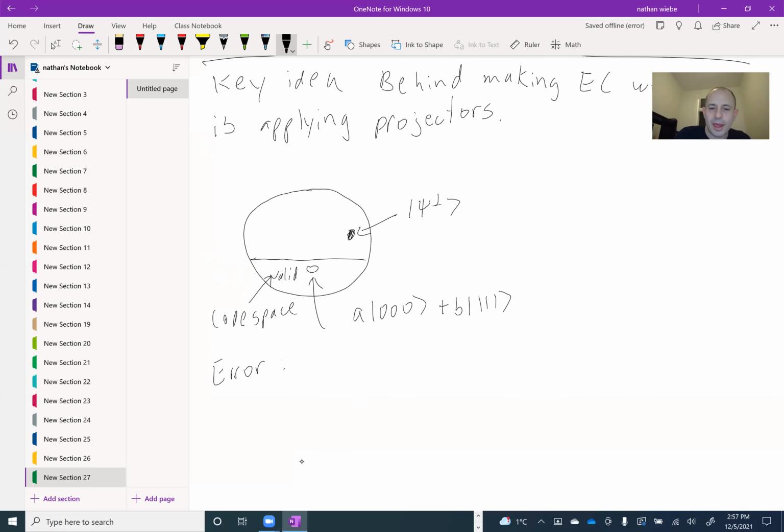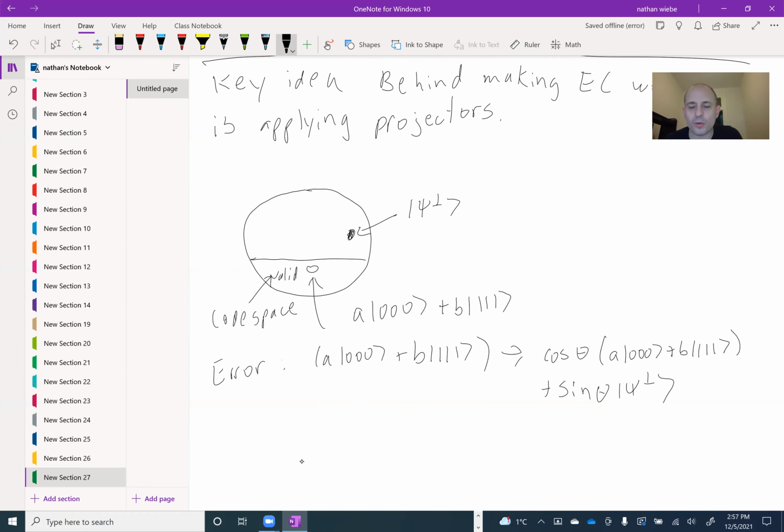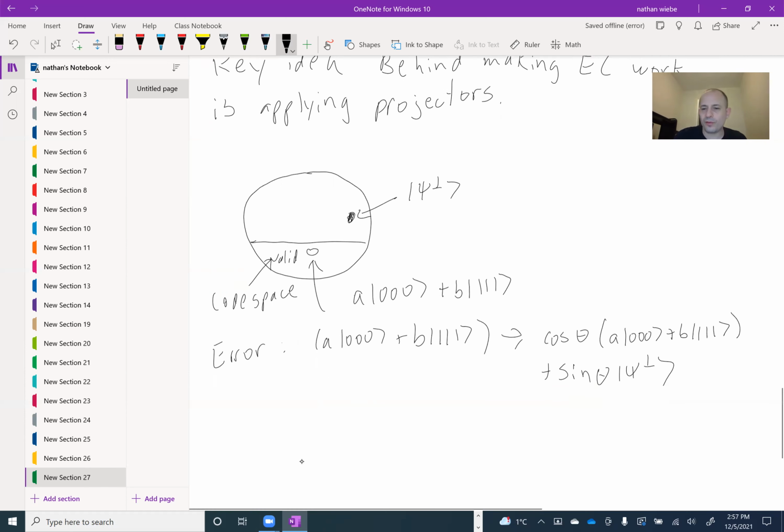This error channel maps A000 plus B111 to cosine theta times (A000 plus B111) plus sine theta psi perp. Because psi perp is in an orthogonal subspace to the code space, we know that this is a normalized vector. So this is a valid vector.